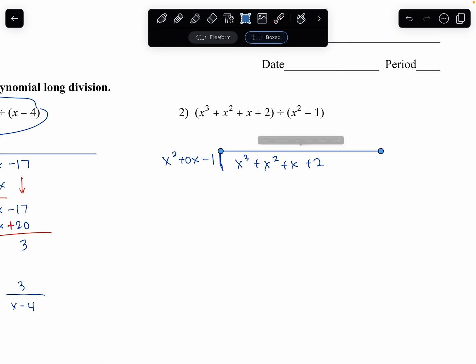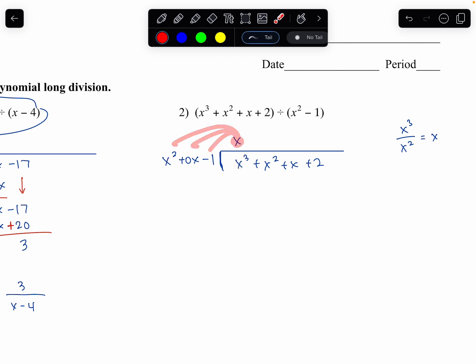So the first thing I want to do is divide. So I'm going to take the first term of the dividend and divide it by the first term of the divisor. So x to the third divided by x squared, that's going to give me x. And I'm going to put that up here. So the first is to divide, then to multiply. I'm going to take this and multiply it by all the terms over here. So x times x squared is going to give me x to the third. And then when I multiply x by 0x, that's going to be 0, but I'm going to write it as plus 0x squared.